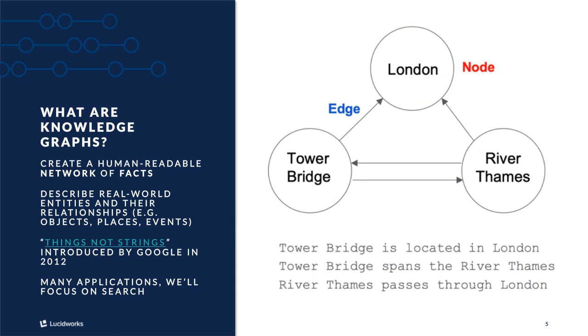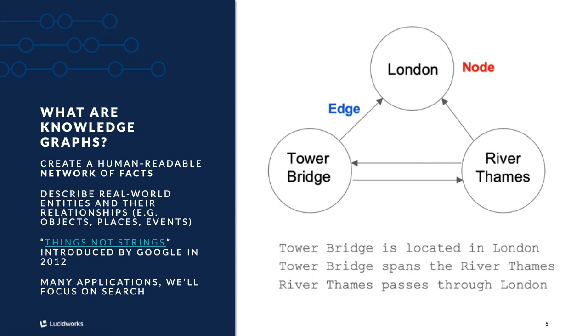Knowledge graphs first came into my consciousness with Google in 2012, when they launched this whole idea of things, not strings. So when you query about a thing in Google, you also get this panel showing details about that thing and not just the listed results. So a knowledge graph ostensibly captures and encodes facts, and it typically represents a specific domain.